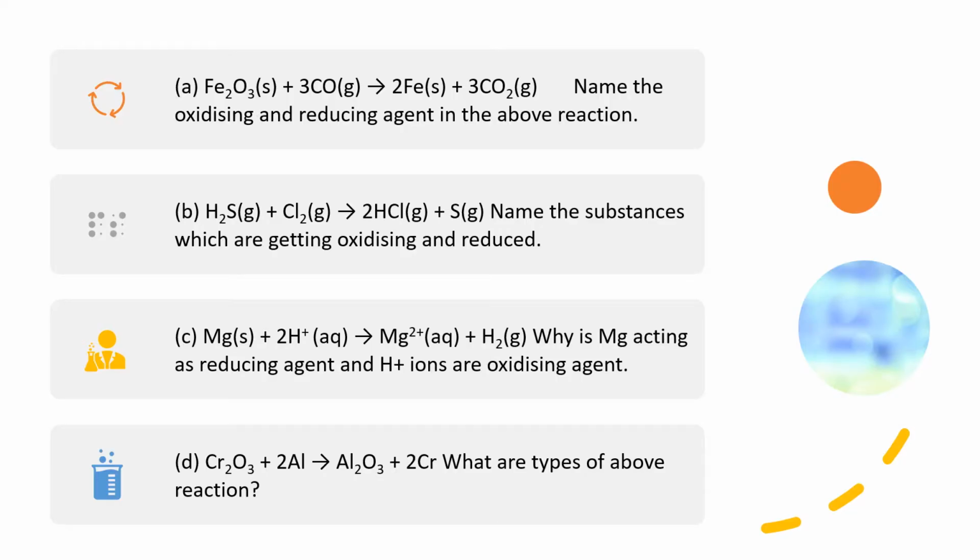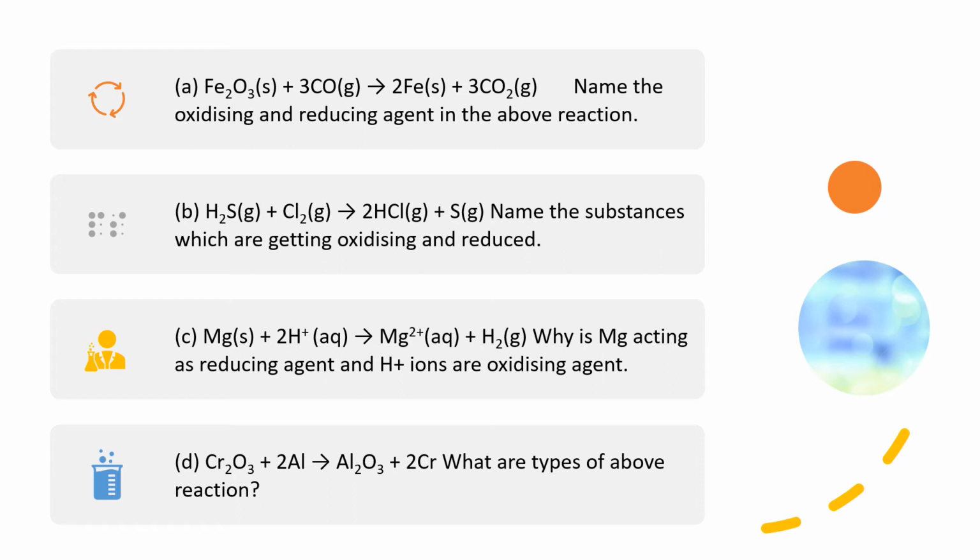The first question is: Fe2O3, which is in solid form, when it reacts with carbon monoxide, which is a gas, you will get 2Fe, because Fe is solid, plus 3CO2, that is gas. Name the oxidizing and reducing agent in the above reaction. I will give you 1 minute. Please make it fast. Which one is the oxidizing agent and which one is the reducing agent?